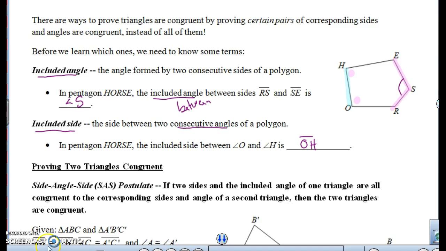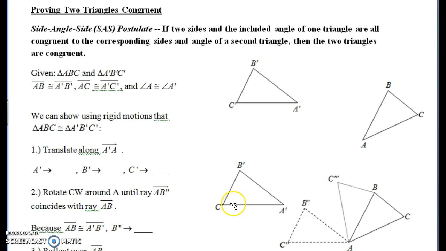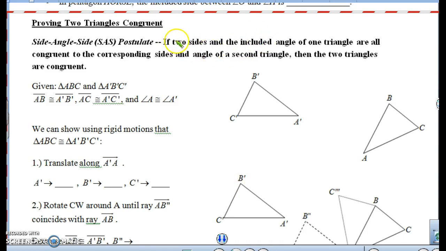So now that we know the vocabulary, let's get to proving that two triangles are congruent by the first method. We have many ways of proving triangles congruent. The first one is called side angle side, or SAS postulate. The side angle side postulate says if two sides and the included angle of one triangle are all congruent to the corresponding sides and angles of a second triangle, then the two triangles are congruent. So for SAS, you have to have two sides and the angle between them congruent. We're going to prove why it works, and then we'll actually be applying that.